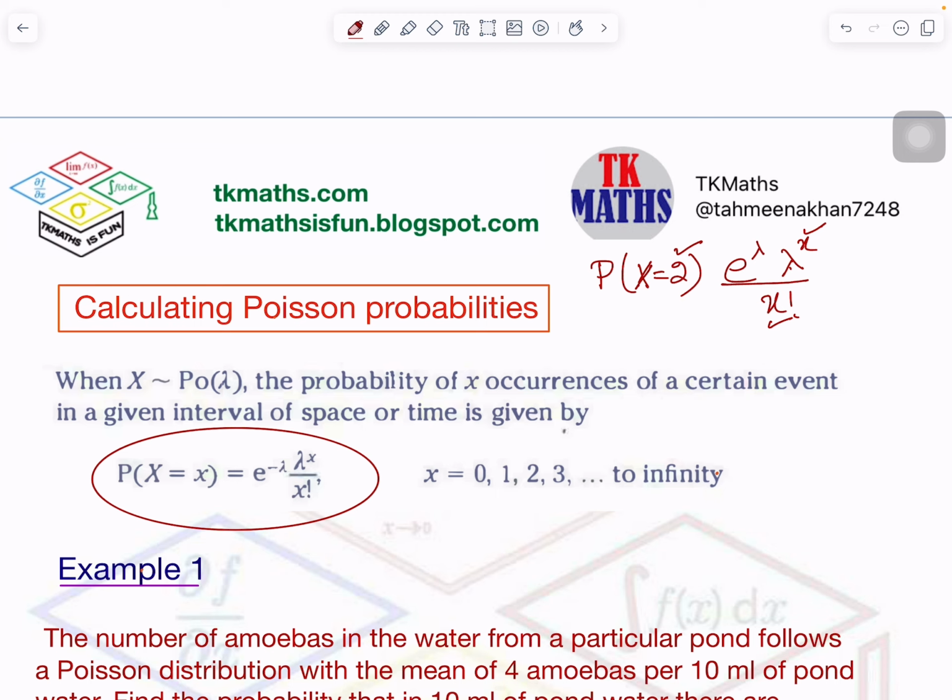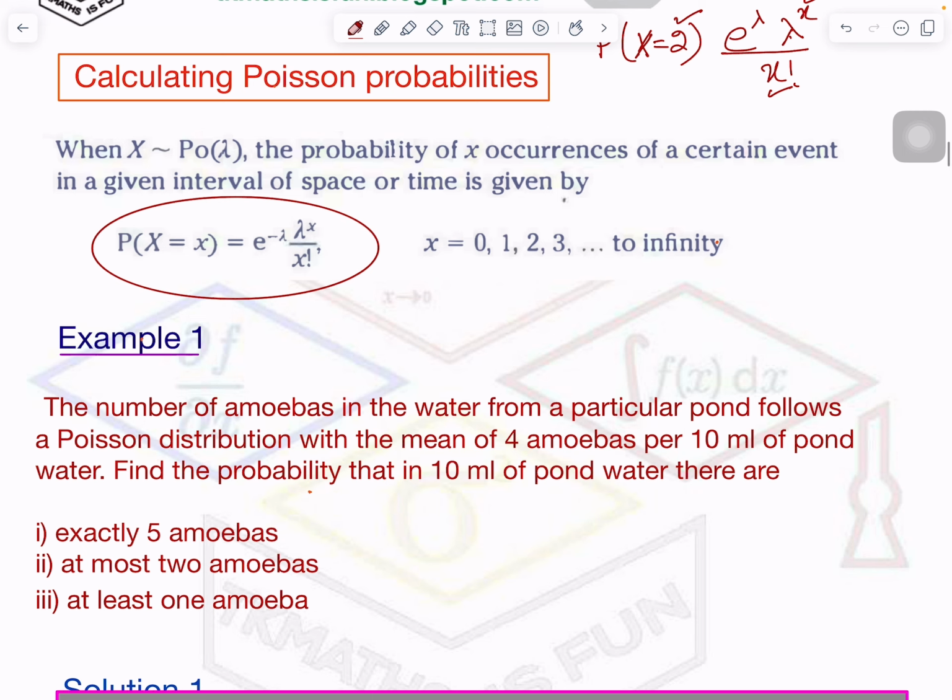Example 1. The number of amoebas in the water from a particular pond follows a Poisson distribution with the mean 4 amoebas per 10 ml of pond. Now this is something important. In how many milliliters of water, how many amoebas are found? So in 10 ml, 4 amoebas.